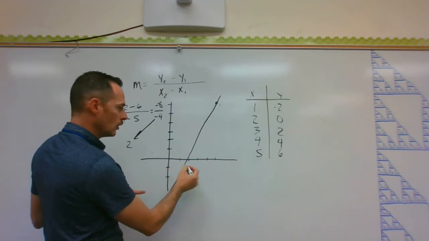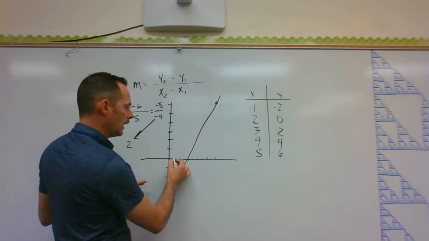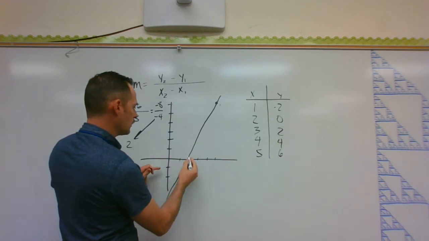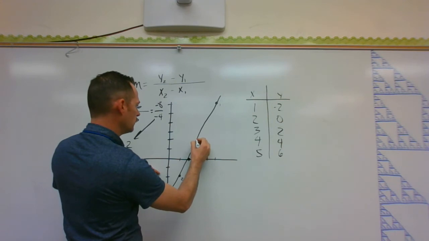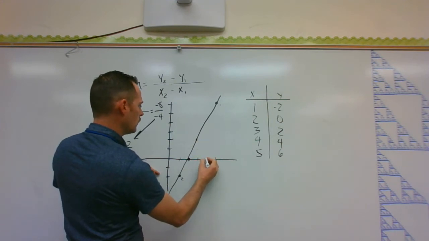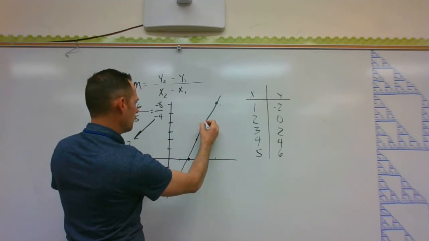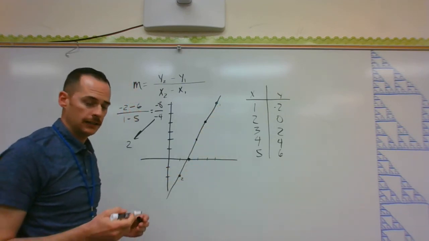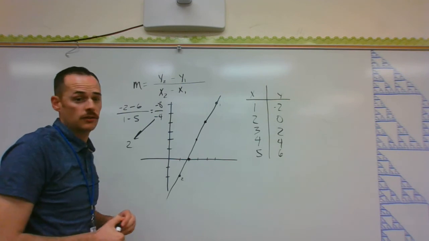And I could look at this. I could go 1 over and down, and then 2 over. I'm right there. 3 over, I'm up 2. 4 over, I'm up at 4. Okay, so you can see everything's right on that line, as long as I draw my line straight.